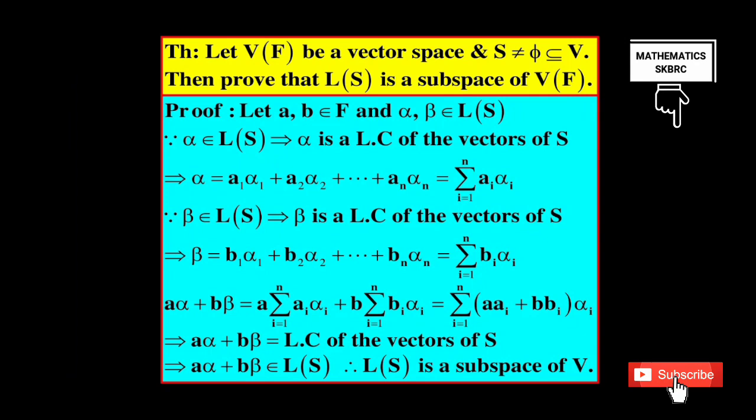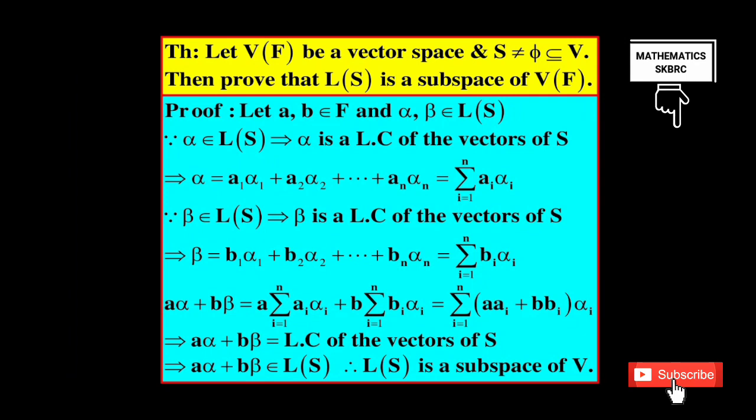Important theorem: the linear span L(S) is a subspace of a vector space V(F), where S is a non-empty subset of V. We prove that L(S) is a subspace of V(F). For this we have to prove that a alpha plus b beta belongs to L(S), where a, b belong to F and alpha, beta belong to L(S).